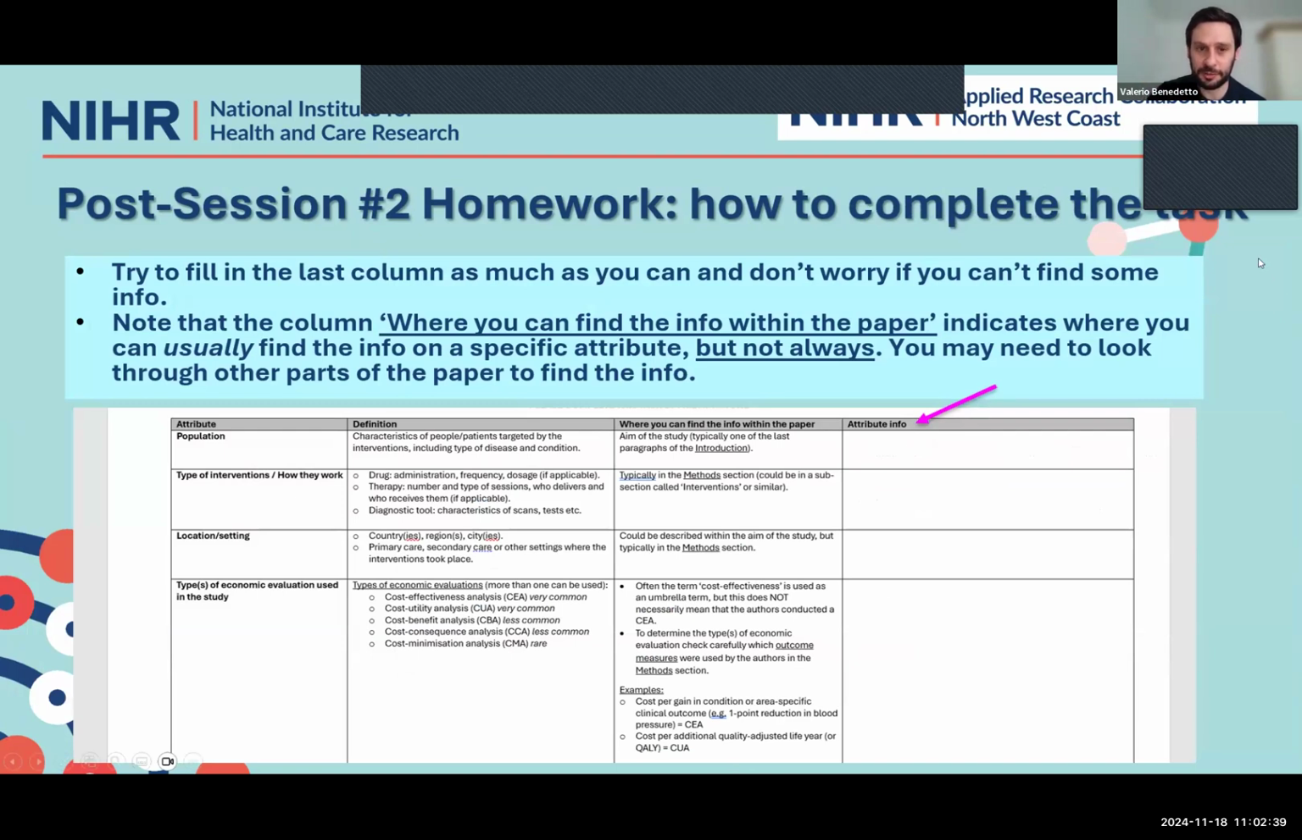You got some information in the first 3 columns. For example, for population, you got the definition of population, and where you can find that info within the paper. And then what we're going to ask you to do is extract that info from the paper and copy and paste it if you want, or summarize it, whatever you want to do. And the same for all the other attributes, so type of intervention, location, setting, and so on. For each of them, you got a definition, where you can find it, and then you will need to extract that information. If you struggle, we are there. So the team leads will be there to help you, okay?